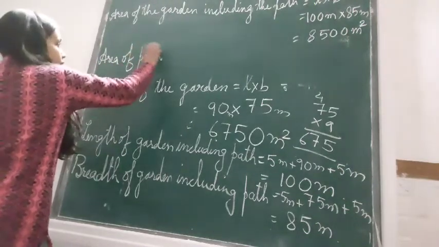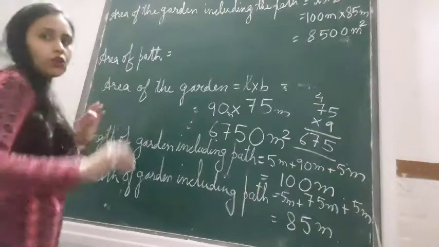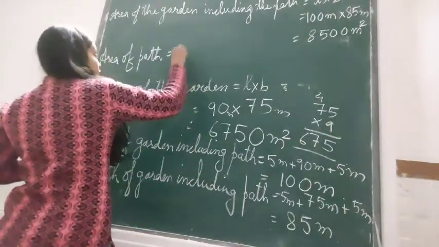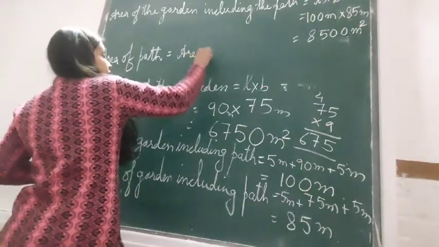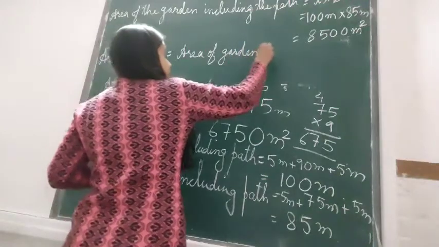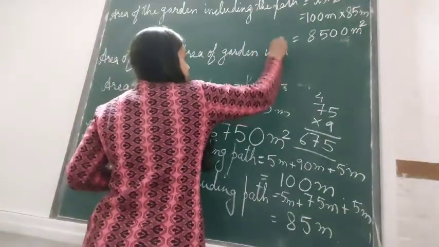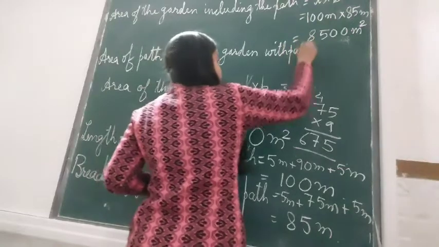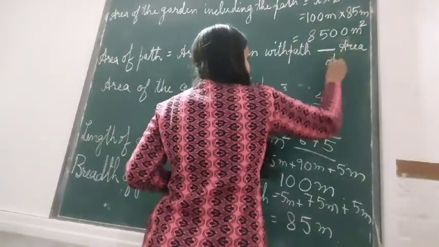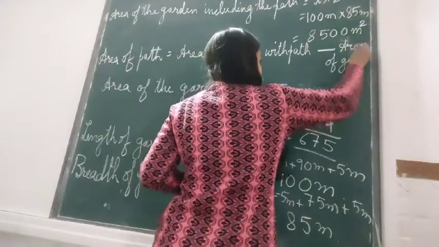Why are we doing this? Because it is asked in the question. It is asked only to find the area of the path. So area of the path is equal to area of garden with width path minus area of garden.